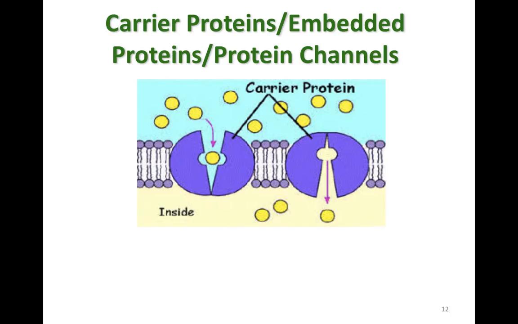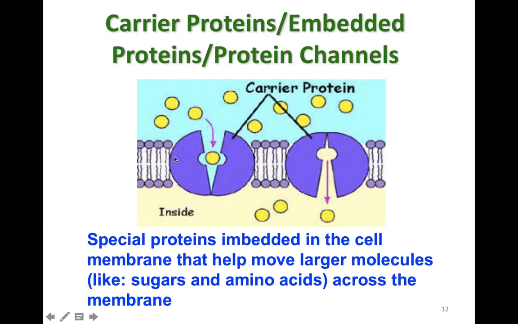Now we're going to look at carrier proteins, embedded proteins, or protein channels. So sometimes in the cell membrane you'll have these little proteins that are embedded in it, and they're kind of like a little doorway. They're special proteins embedded in the cell membrane that help move larger molecules like sugars and amino acids across that cell membrane. So they're going to help certain things come through, so there's little protein channels or carrier proteins.